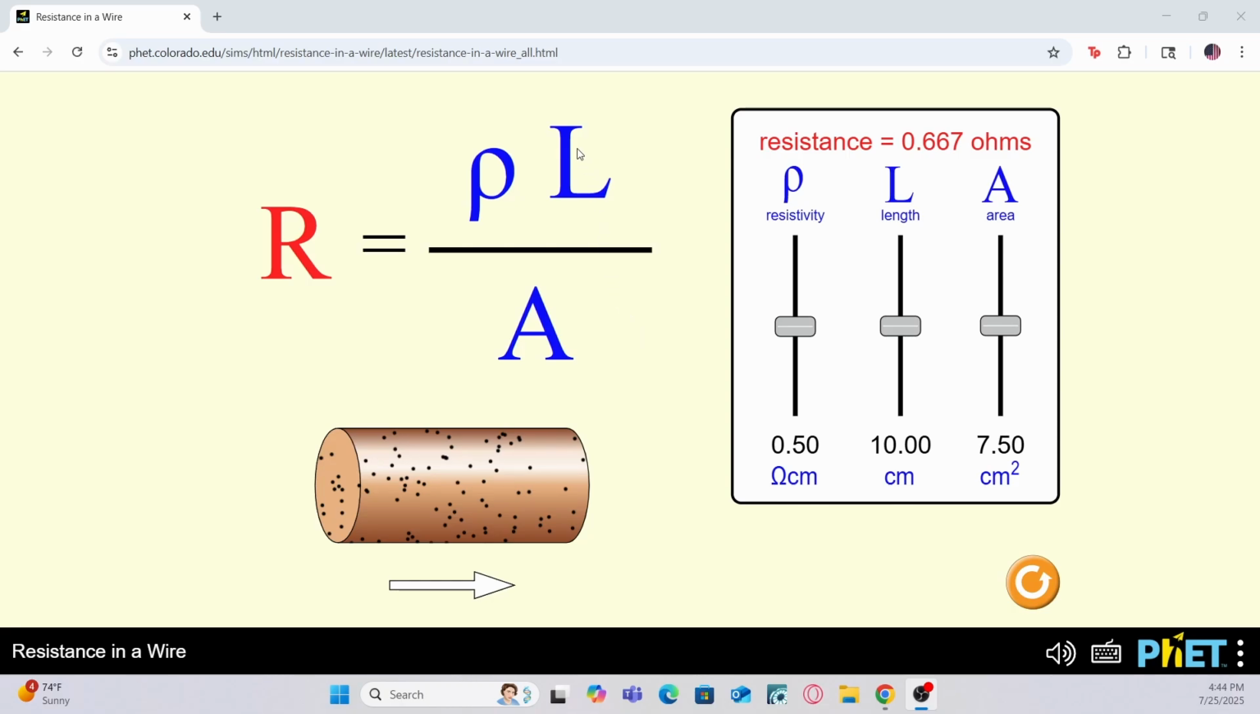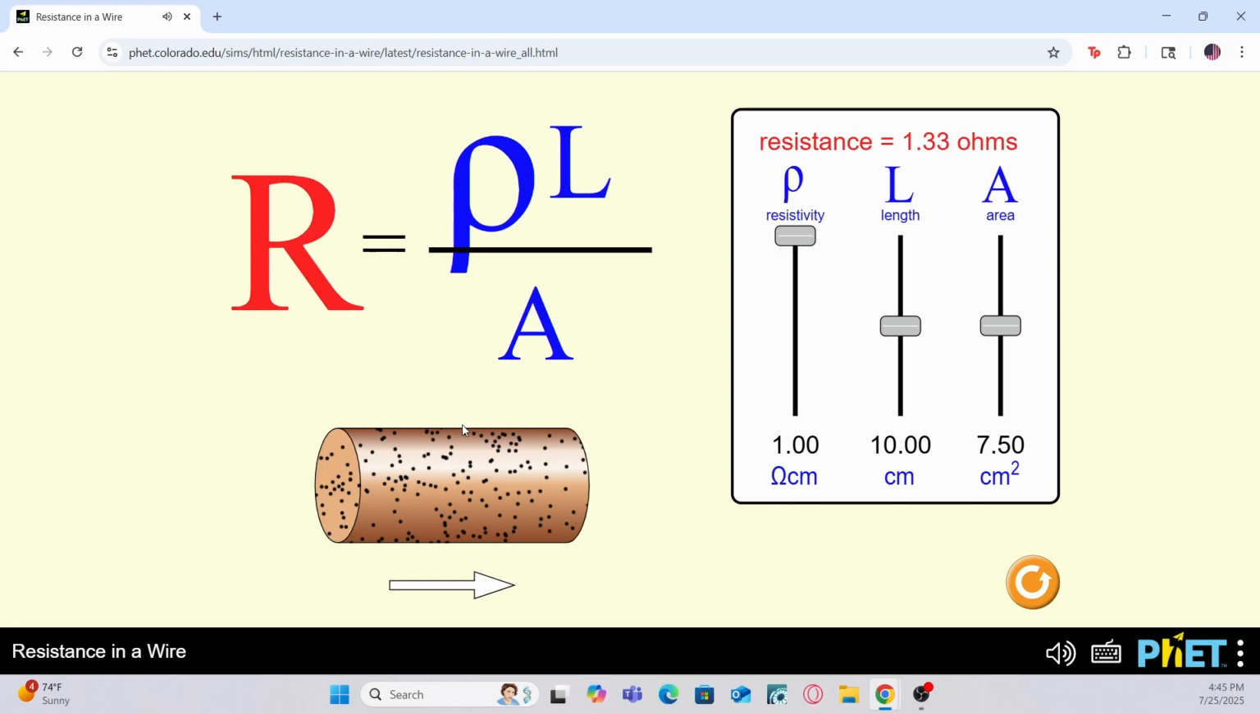And this length is measured usually in meters, but in this case, it is centimeters. And lastly, we have A, which is our cross-sectional area of the conductor. In this case, it's a circle. And it is measured in square meters or square centimeters in this case, in the simulation. As you can see, our resistance right now with these criteria is 0.667 ohms. Okay. Well, let's see what happens when we increase resistivity.